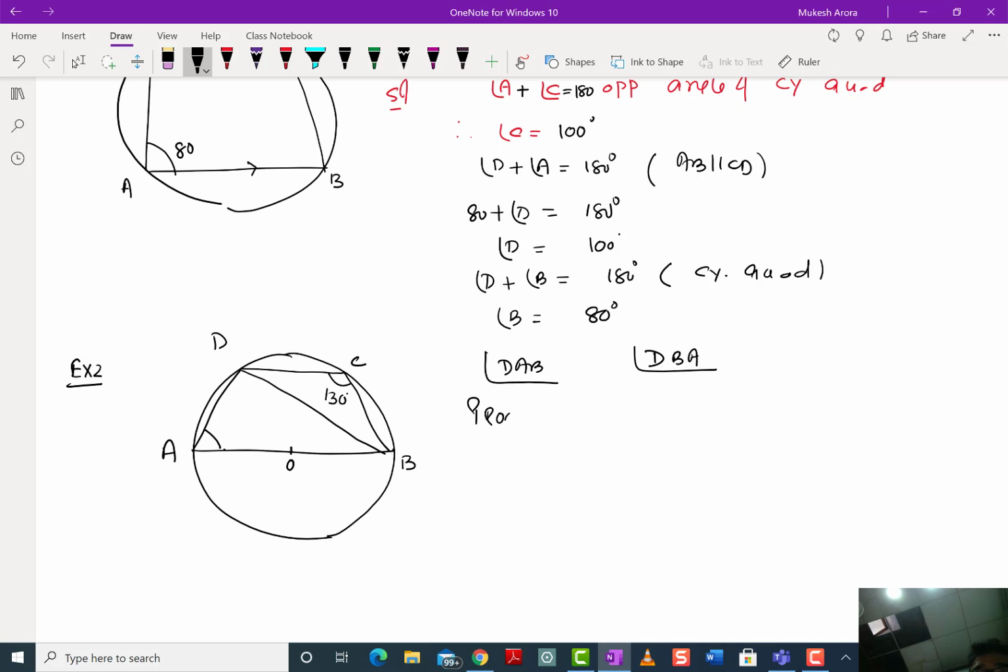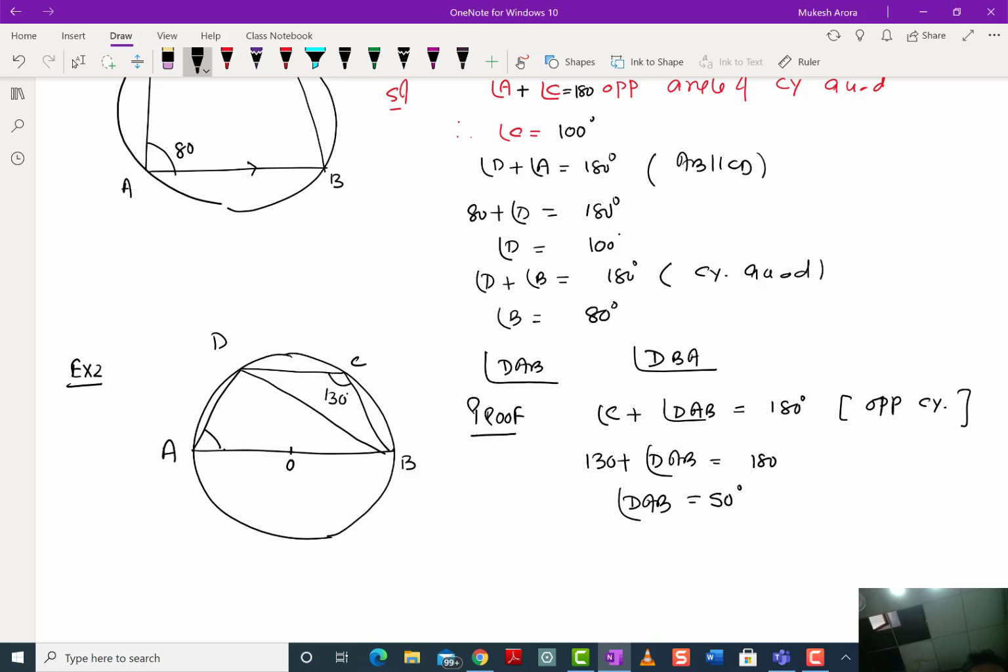Solution: angle C plus angle DAB is equal to 180, opposite angles of a cyclic quadrilateral. 130 plus DAB is equal to 180. So DAB is equal to 50 degrees.